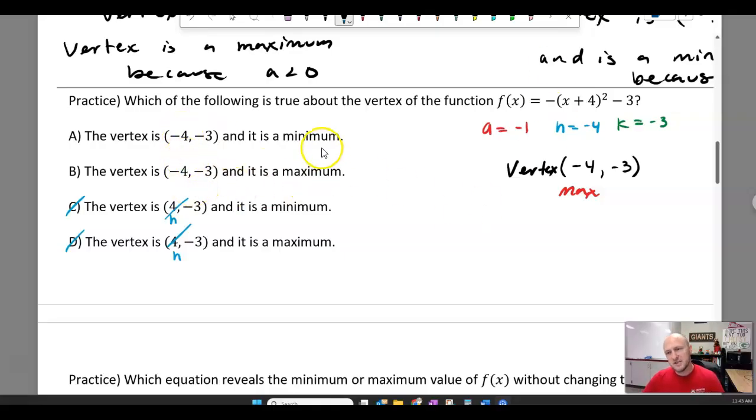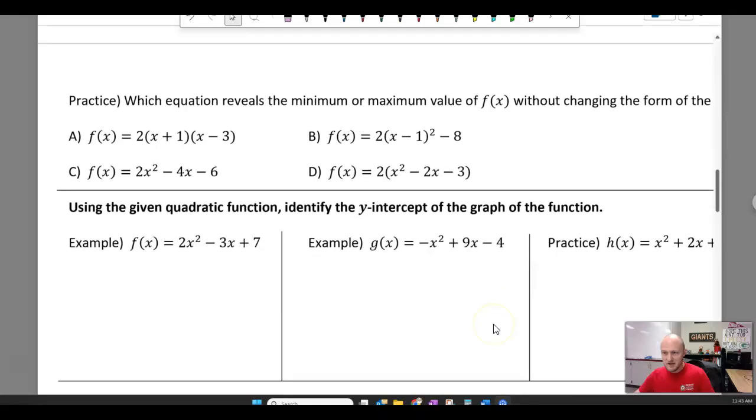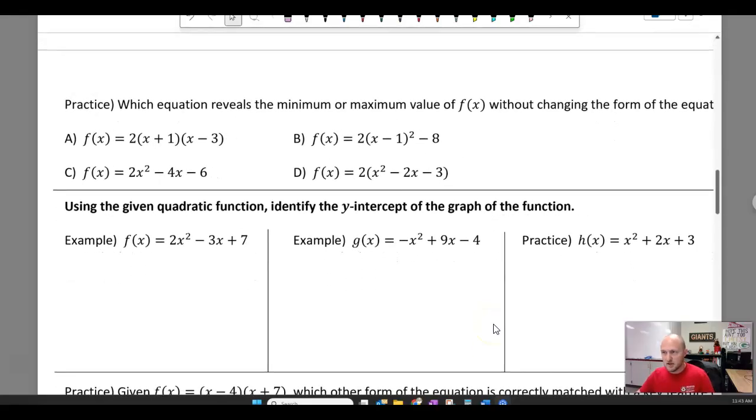And then the other part is, is this a minimum or is it a maximum? So based upon my A value that is negative, my parabola is going to be downward facing. So that will make this a maximum. Correct answer? B. Did you get it? Good job. All right.